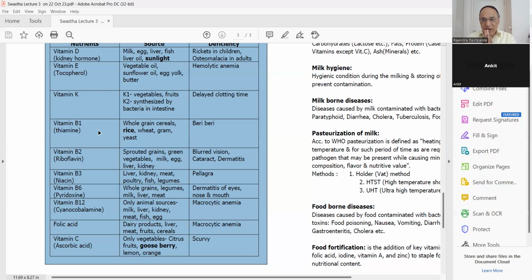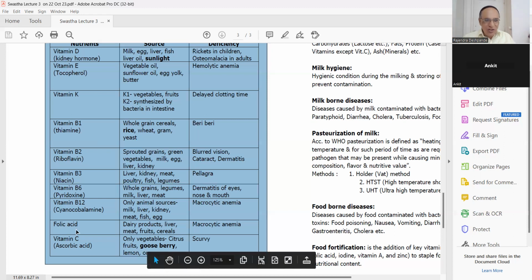So please, when you give the Neurobion or Polybion, do a sensitivity test first, give a little, 0.01 ml, and see whether there is urticaria or unconscious fainting. If so, don't give. So this injection, Neurobion, Polybion, should be given only after a test dose. Okay. Then folic acid, found in dairy products like milk, liver, meat, fruit, cereals.